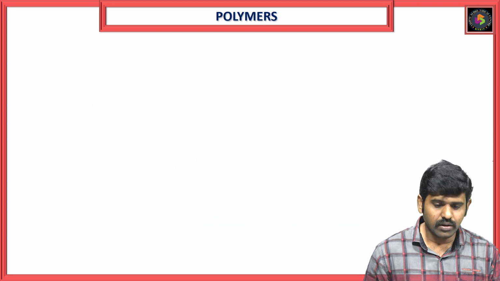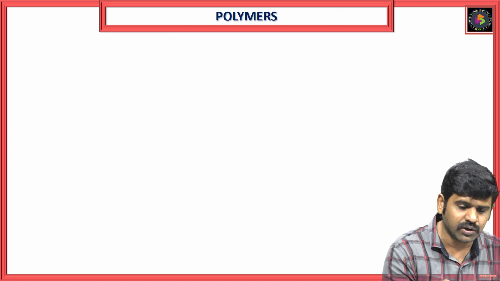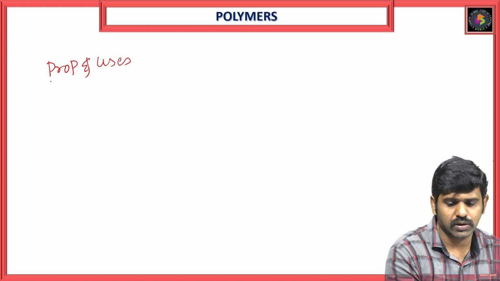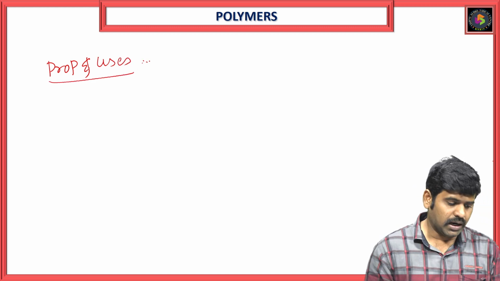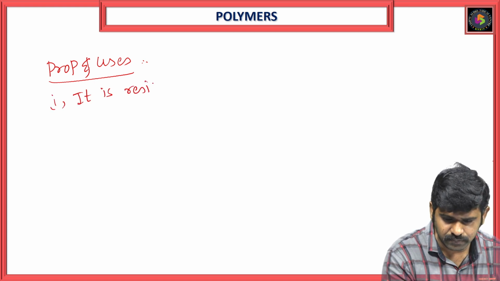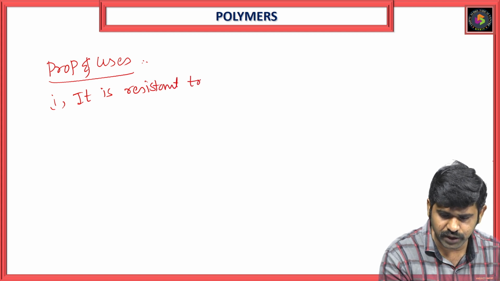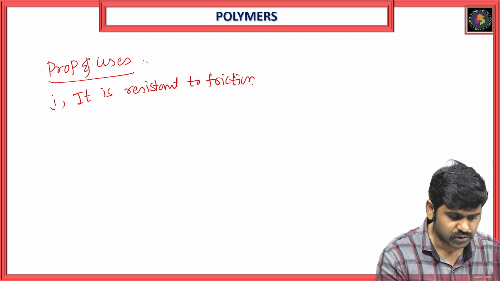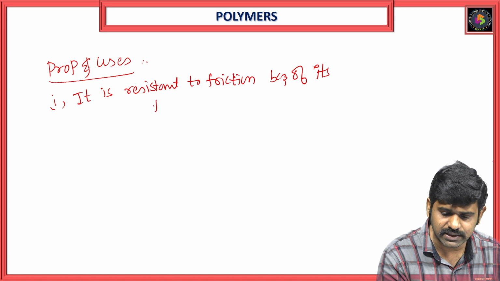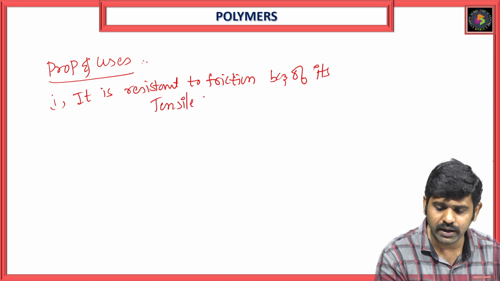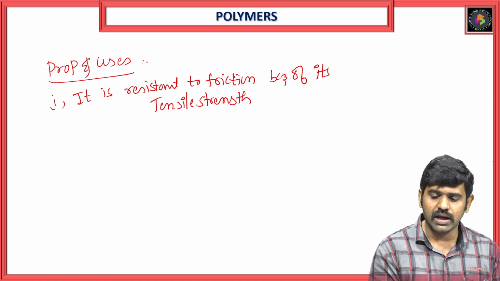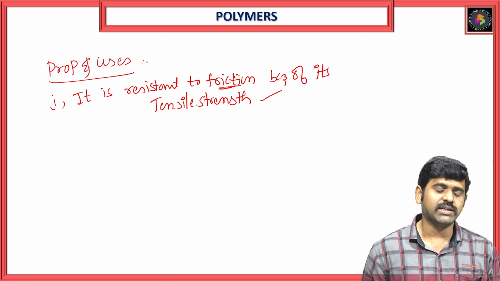Next, properties and uses. This terylene is highly resistant to friction because of its high tensile strength. The tensile strength is nothing but load bearing capacity, right? It is highly resistant to friction because of its high tensile strength.